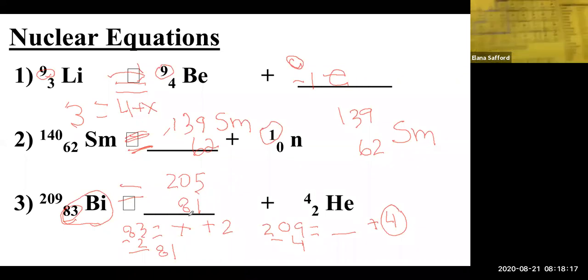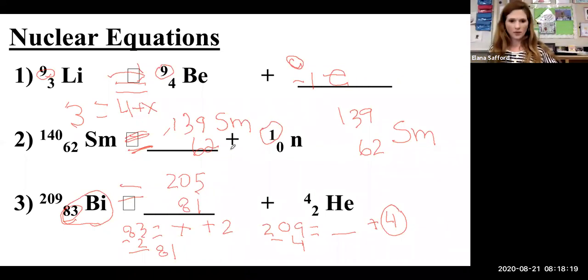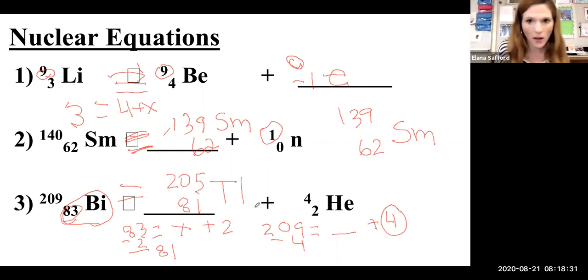So Tl, not Ti, because that's titanium. So this is an L. Sometimes I add a little tail. All right, let's keep going.